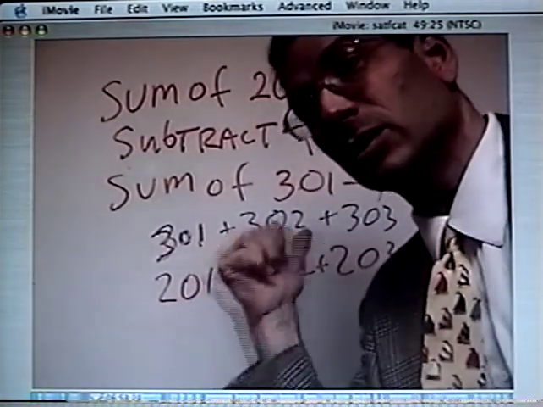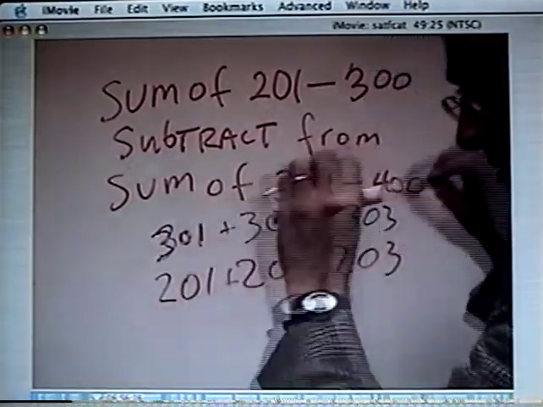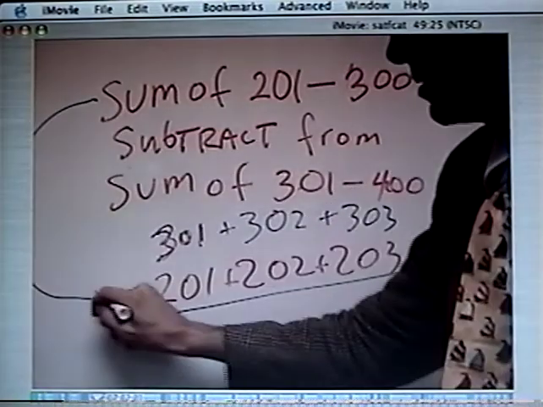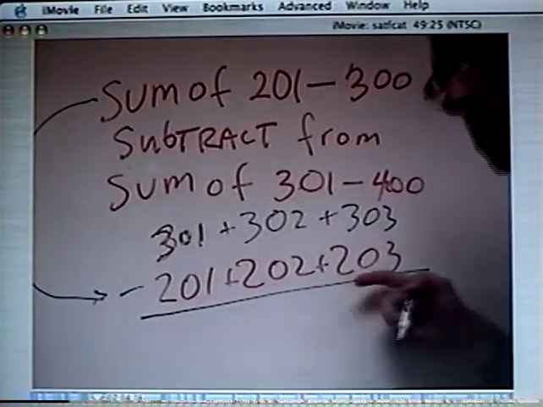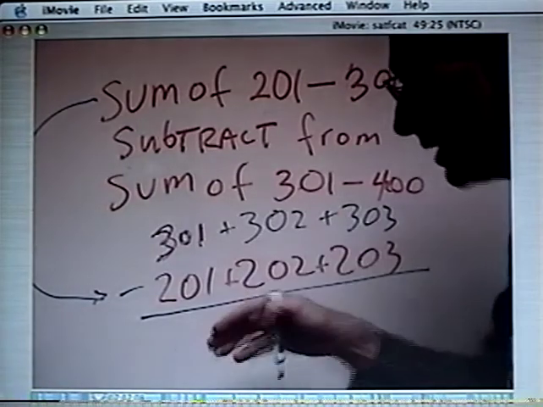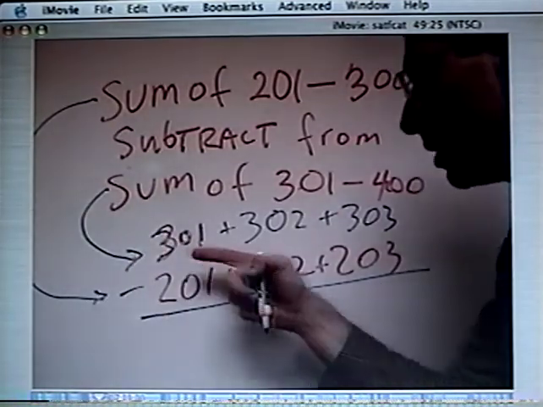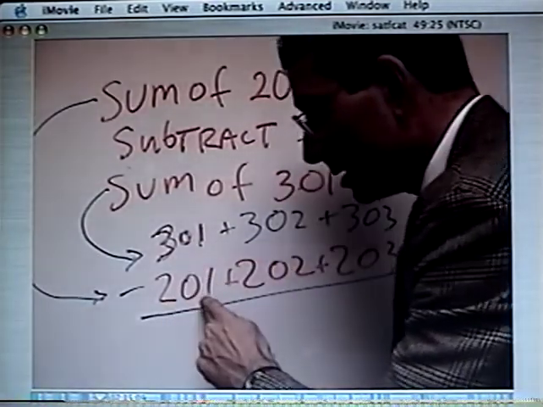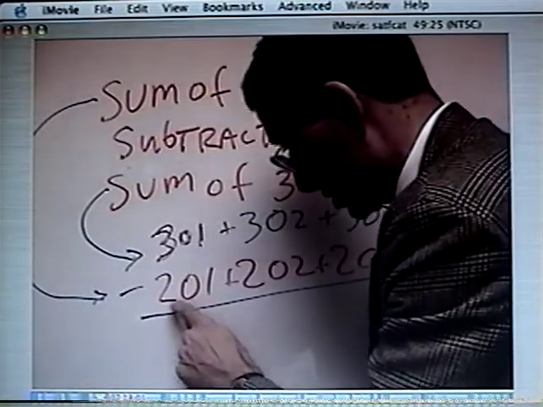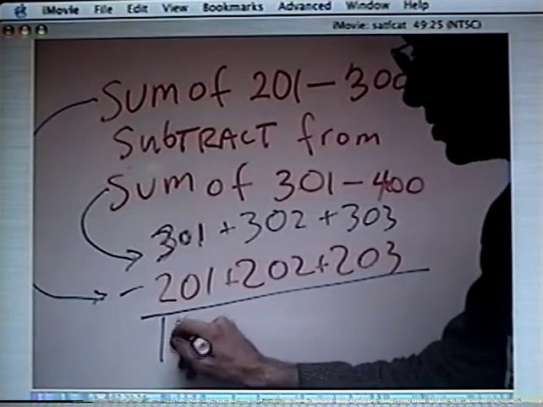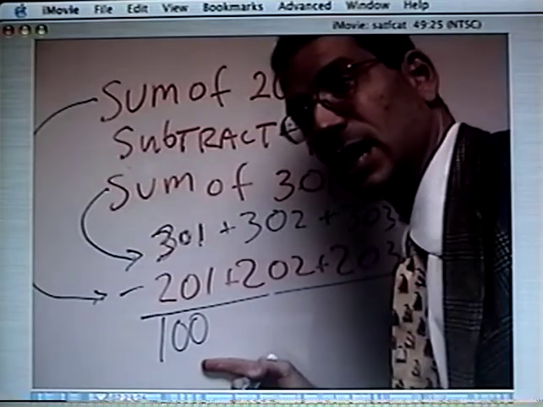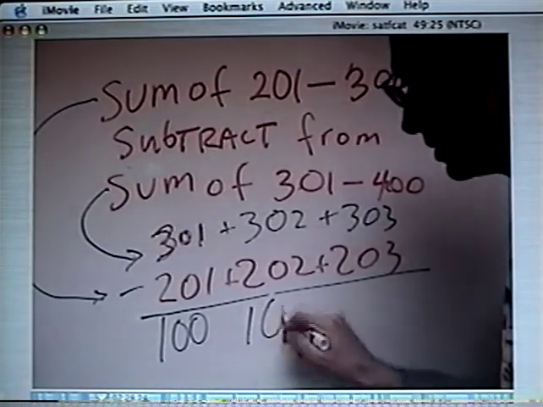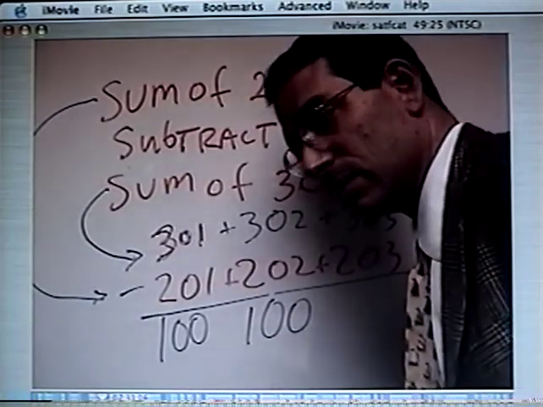Do you see a pattern here? If you lay it out, you can instantly see. They're asking, this is the first one at the bottom, 201 plus 202 plus 203. We're subtracting the sum of 301 plus 302 plus 303. If I just do the first one, subtract the 201, the first difference is 100. If I do 302 minus 202, the difference is 100.